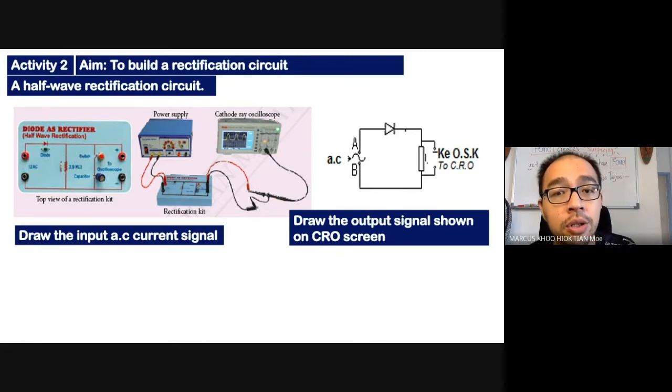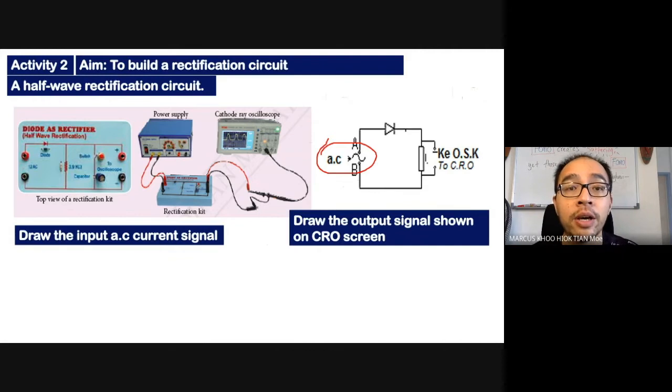Okay, but in short form, in a simpler manner, you have a power supply that is supplying alternating current, because we want to make it look like our plug. And then we are going to put a diode over here, and then we're going to have the CRO over here. We saw the CRO a little bit in the first subtopic. A CRO is a device that displays the flow of electric current. Dia akan tunjuk arah lah.